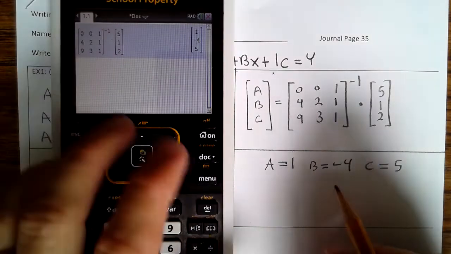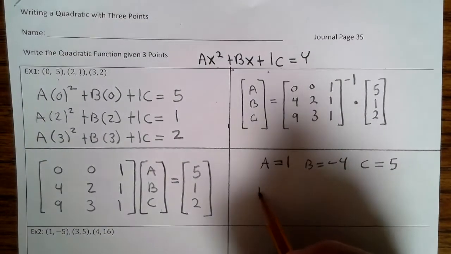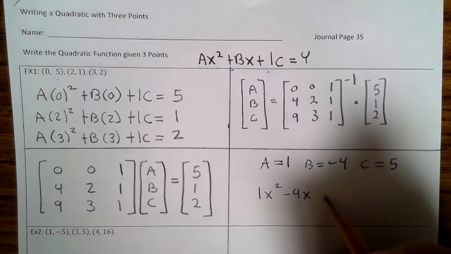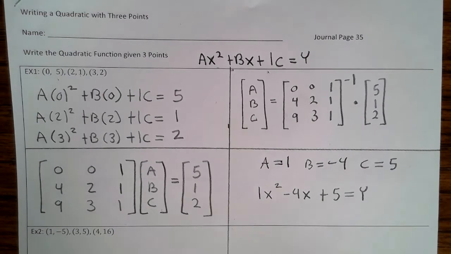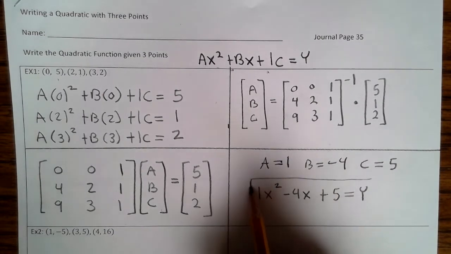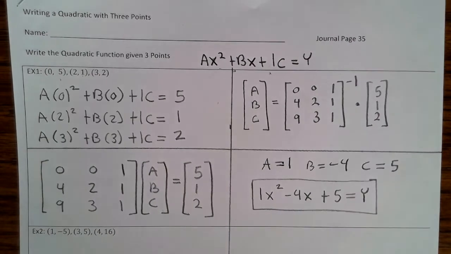Okay, so now we're going to use those numbers and substitute into this equation. So that's 1x squared minus 4x plus 5 equals y. And that's how you write an equation, a quadratic function given 3 points. Okay, so go ahead and finish it up.